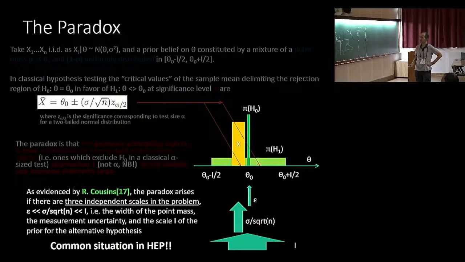And this makes it such that you have three independent scales in the problem. So you have the scale of your prior for the alternative, you have the scale of the prior for the null, and you have a scale that varies with the amount of data that you have, which is this one. And so okay, there is a formal proof of this, but I will leave it out because it doesn't concern us. But this is a very common situation in high energy physics, where we have a point null, the cross-section for supersymmetry is zero, and an alternative hypothesis, the cross-section for supersymmetry is not zero. We are always doing this, basically. And we are always in this situation where if we take a Bayesian standpoint, we need a prior, and the prior with point mass will screw us up.